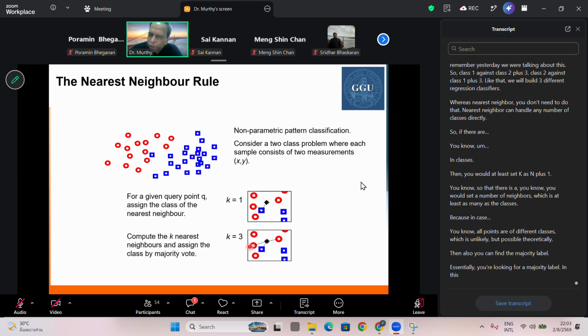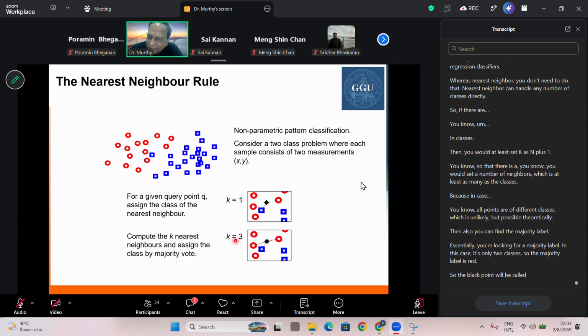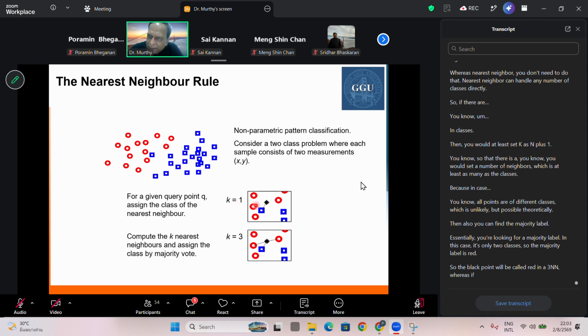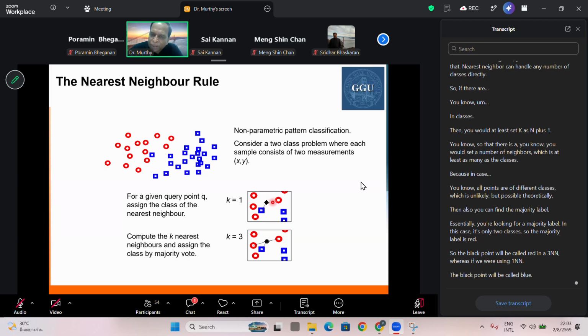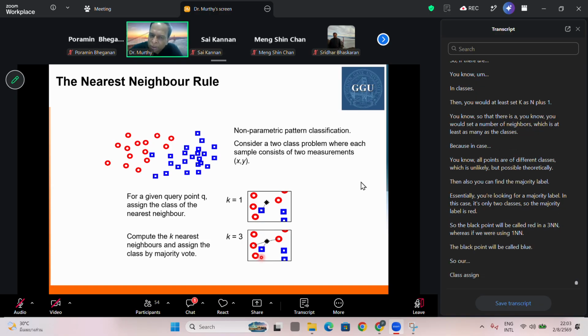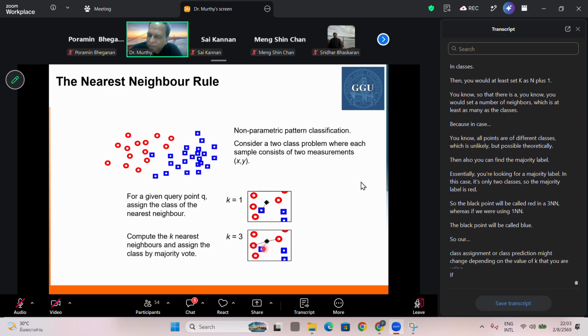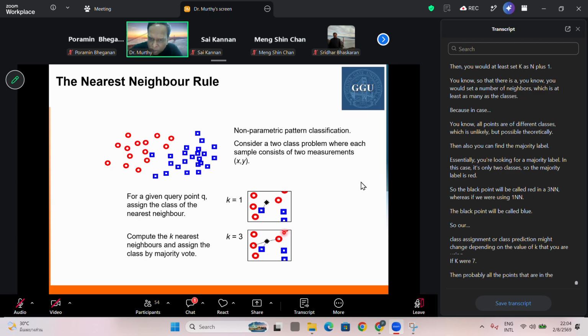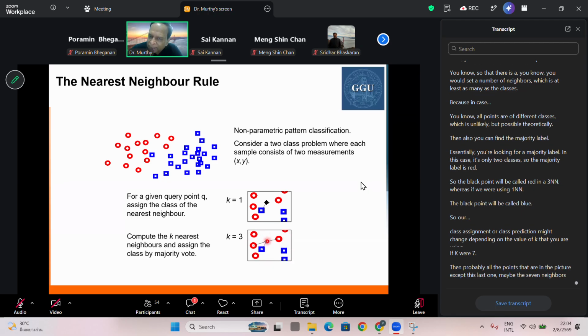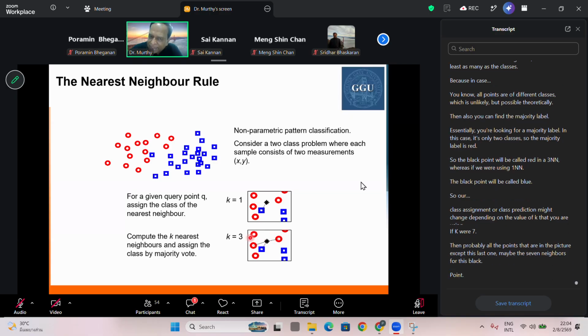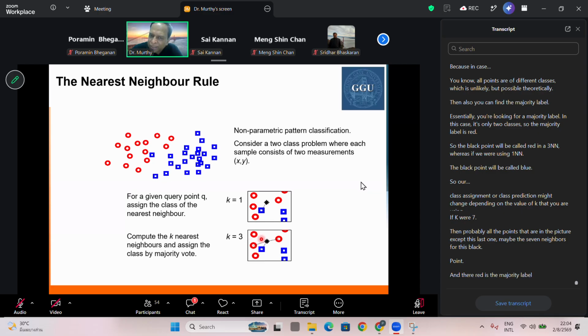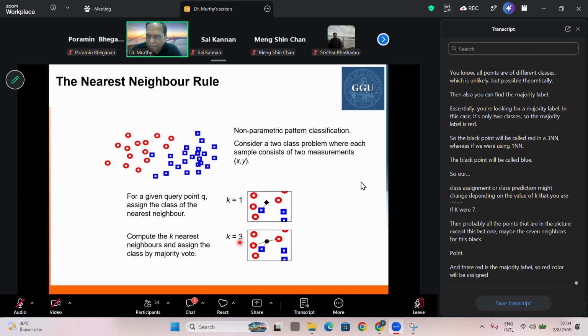In this case, it's only 2 classes, so the majority label is red. So the black point will be called red in a 3NN, whereas if we were using 1NN, the black point will be called blue. So our class prediction might change depending on the value of k that you're using. If k were 7, then probably all the points in the picture except this last one may be the 7 neighbors for this black point. And there, red is the majority label. So red will be assigned in 7NN.